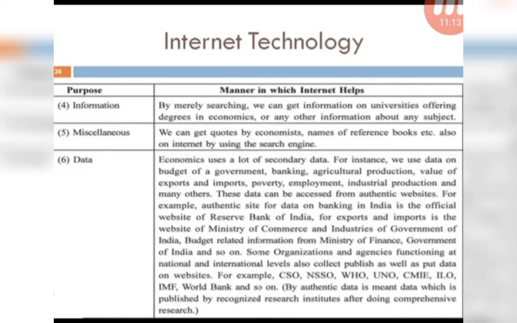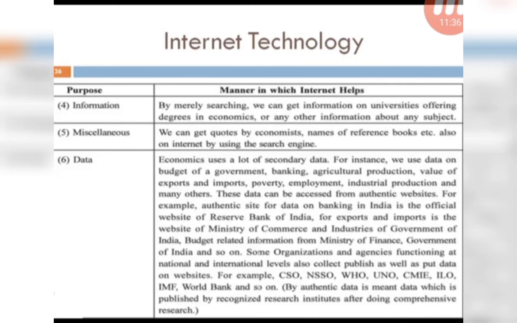Fifth one, miscellaneous. So we can get codes used in economics, and names of reference books, from the internet through a search engine. So there are various numbers of codes. If you want to find out birthday codes, various codes, or anything related to economics, or various reference books for your economics subject, you can get many of them from the internet.